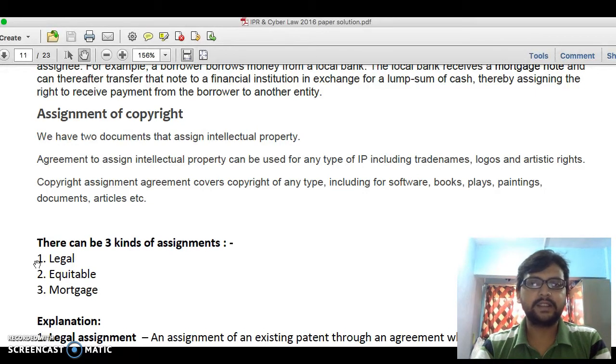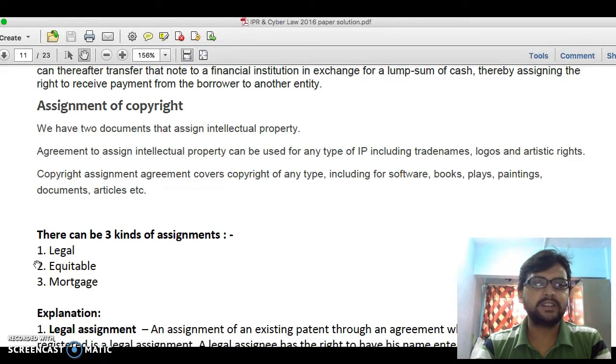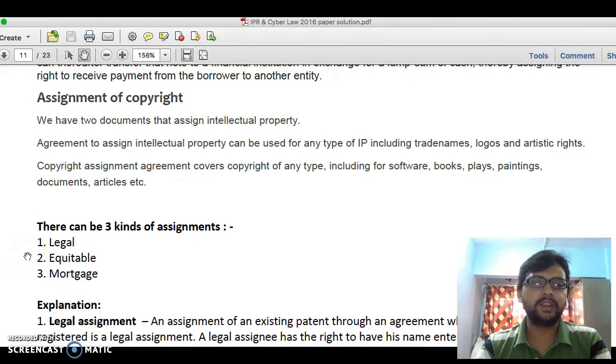There are different types of licenses: sole, exclusive, and non-exclusive. And there are different types of agreement that we'll discuss in a future lecture, for example, technology, franchisee, joint venture, and copyright. But just remember, don't get confused and don't make mistakes while describing your answer in the exam. So there are three types of assignments: legal, equitable, and mortgage.